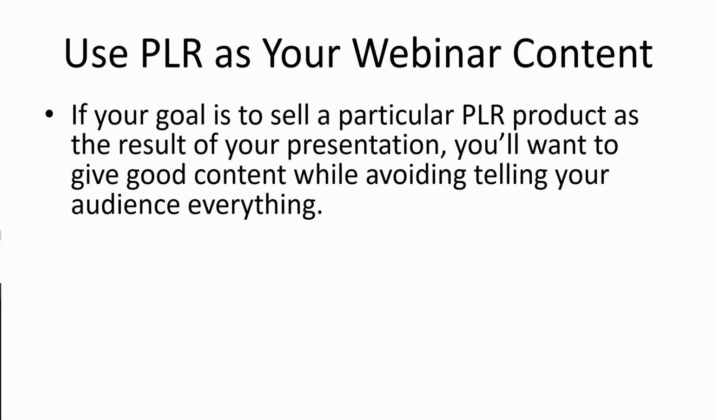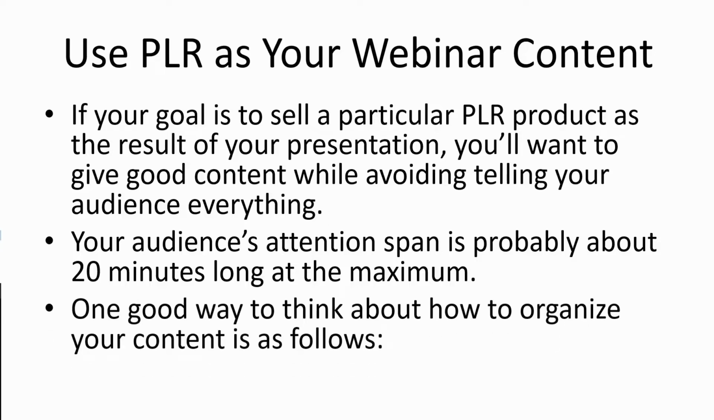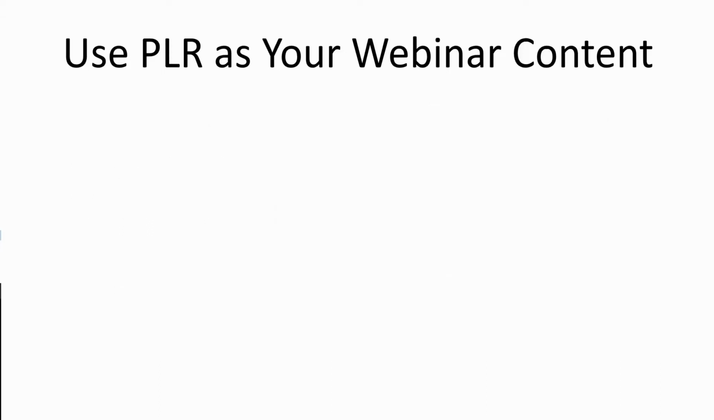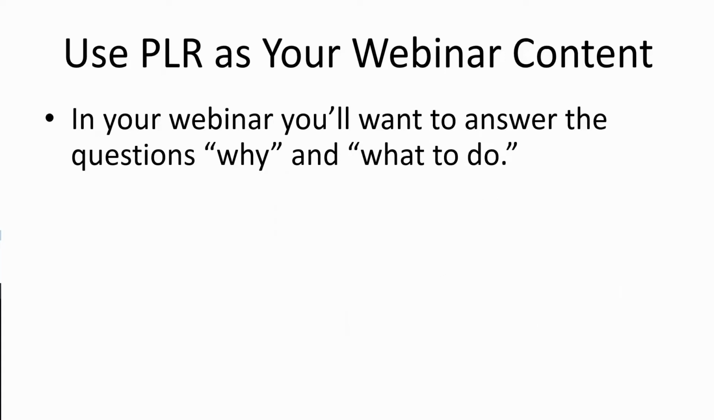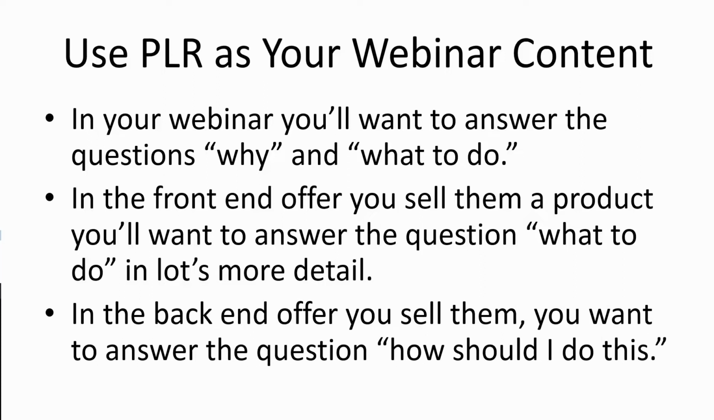Now, if your goal is to sell a particular PLR product as a result of your presentation, you want to give good content while avoiding telling your audience everything they need to know. Your audience's attention span is probably going to be about 20 minutes long at the maximum. Of course, as we talked about in another video, a good way to think about how to organize your content should follow a recognizable pattern. Now, in your webinar, you want to answer the questions why and what to do. Now, in the front-end offer, you should be selling them a product where you'll answer the question what to do in a lot more detail. And then in the back-end offer that you sell them, you want to answer the question, how should I do this?